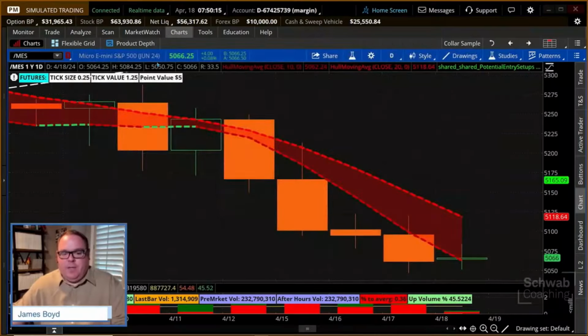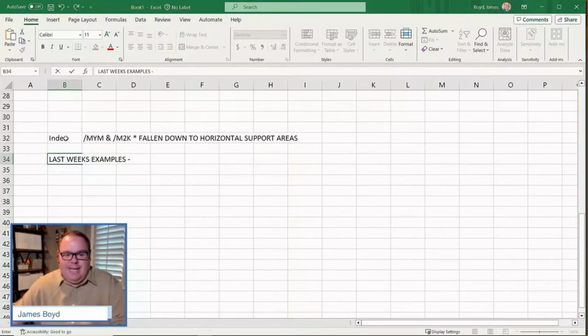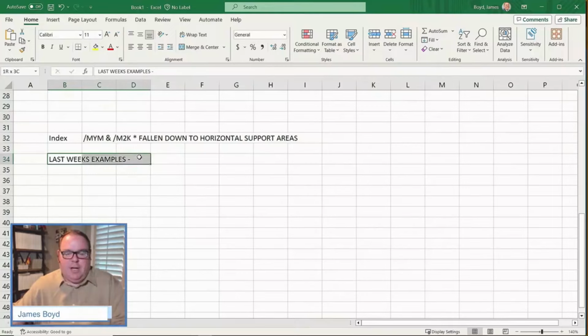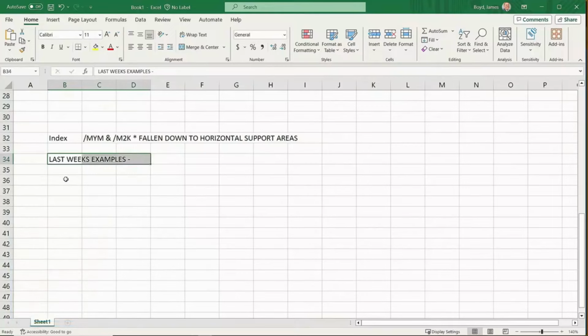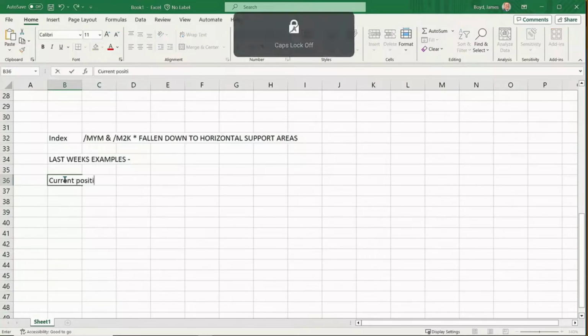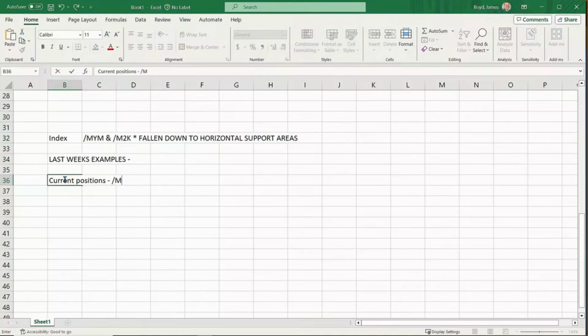All right. Now let's go back to, so we talked about first off the indices. Okay. We're going to look at those two. We talked about last week examples, a long and short of the Dow and the NASDAQ. Let's talk about some current positions briefly. Now, the current position I want to look at is gold. Okay. And I want to review a stop.